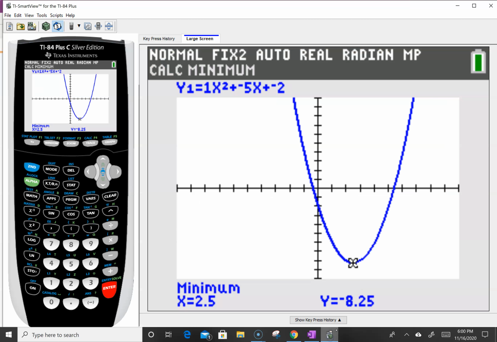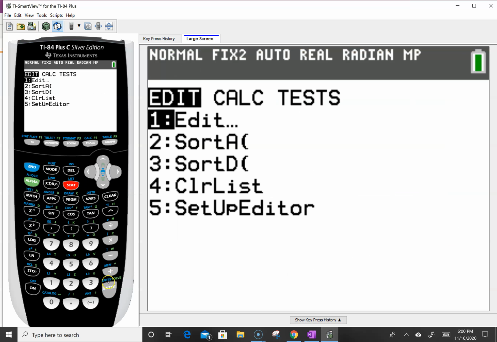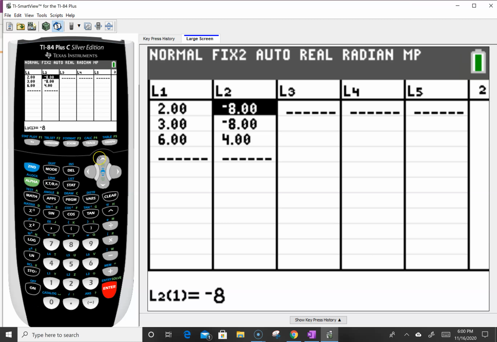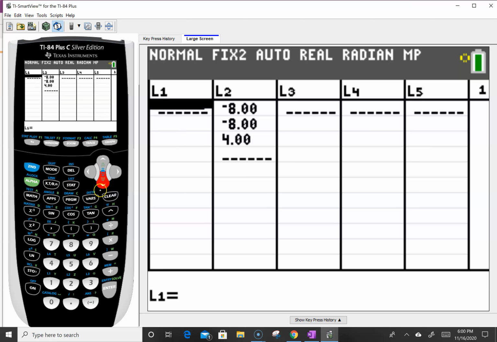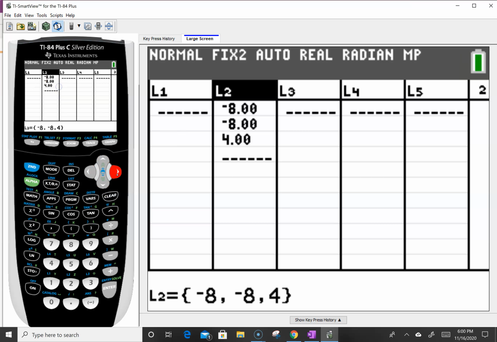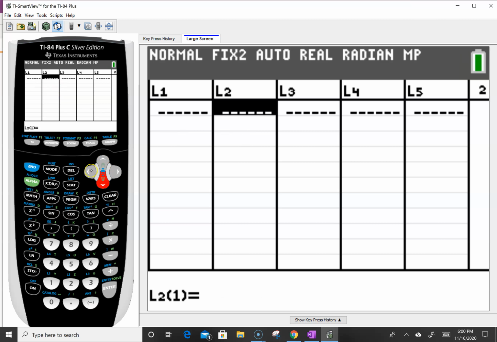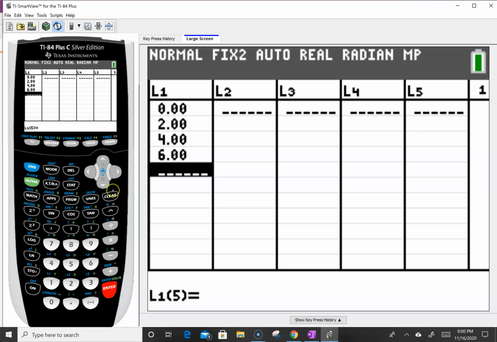So let's go back to our calculator, go to the stat menu, we want to edit, but now there's information in there and we don't want it. So we're going to go up to L1, hit clear and down arrow, then we're going to go over to L2, clear and down arrow, and it's all empty. In L1, we are going to put the x's, which would be 0 and 2 and 4 and 6.